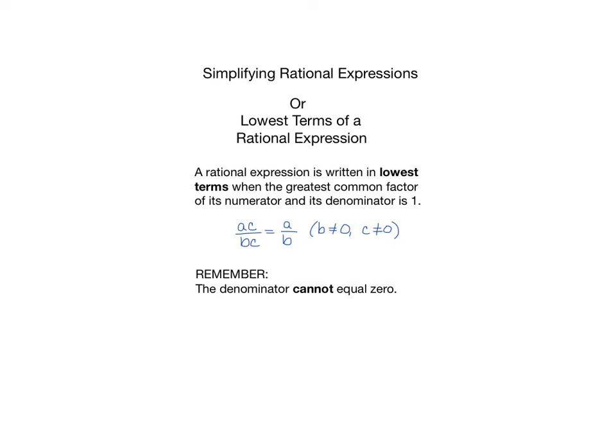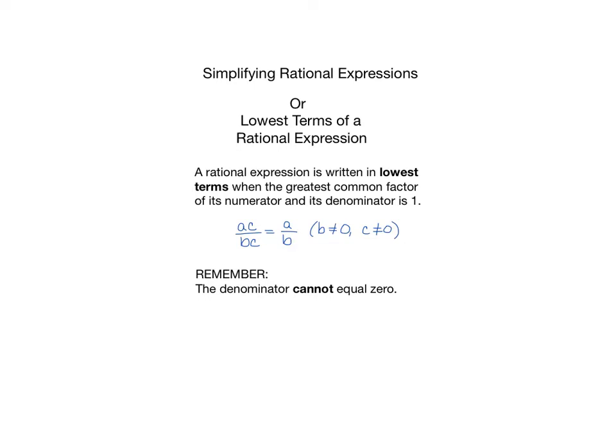Okay, so today we're going to continue reviewing. Today is section 5, and we're going to learn how to simplify rational expressions. When you see simplifying rational expressions, another way that you might see the instructions, they'll say put it in lowest terms.